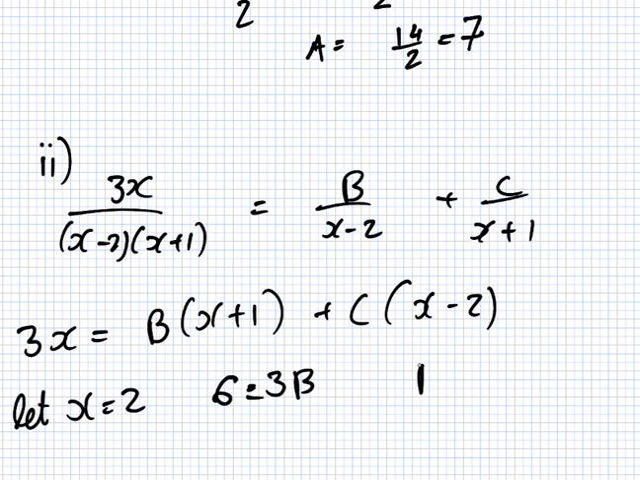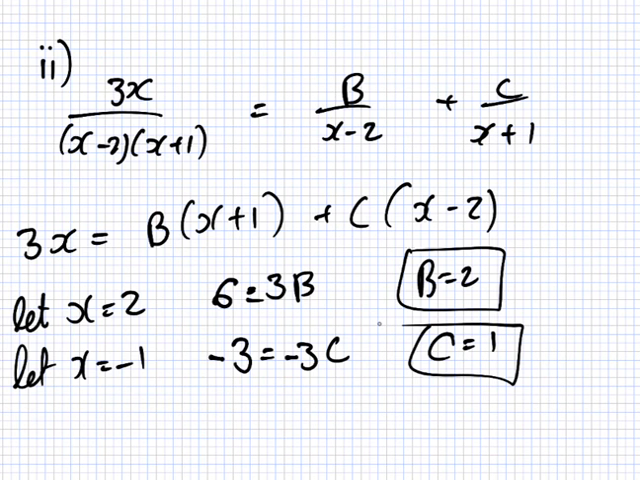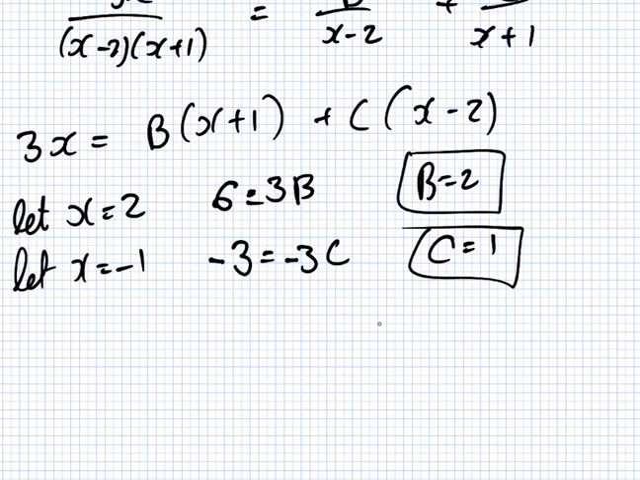So what does b equal? 2. And then what should we choose next? Minus 1. So minus 3 equals minus 3c, so c equals 1. So the answer is 2 over x minus 2 plus 1 over x plus 1.